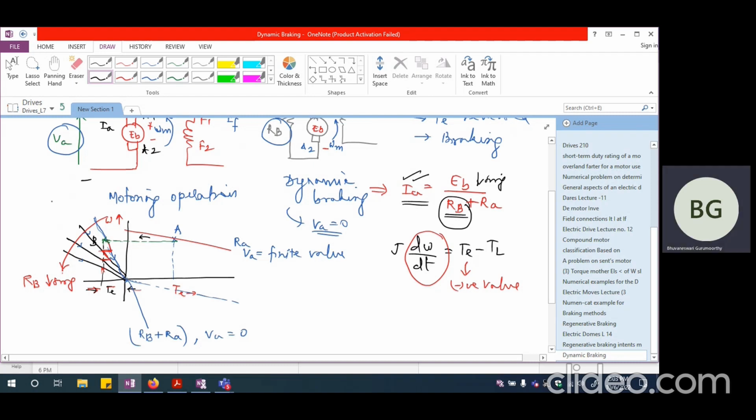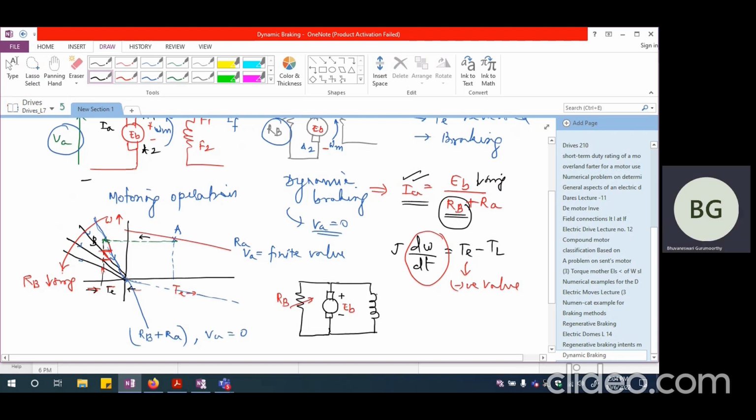Another thing is, this is the case with the separately excited DC motor. If it is a shunt motor, I am going to have this as my EB. Originally, I should have had my EB like this. And on the armature side, I'm going to connect a braking resistance. So this is a variable resistance, which is RB. And I'm going to have the field connected here.